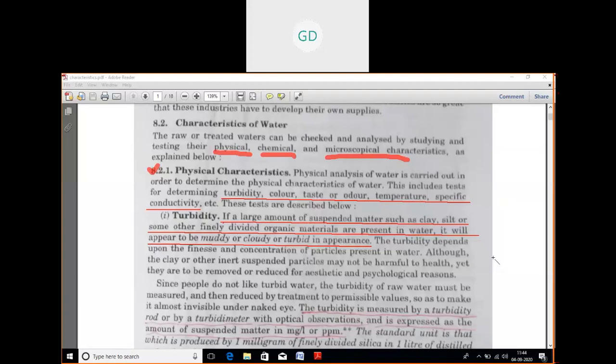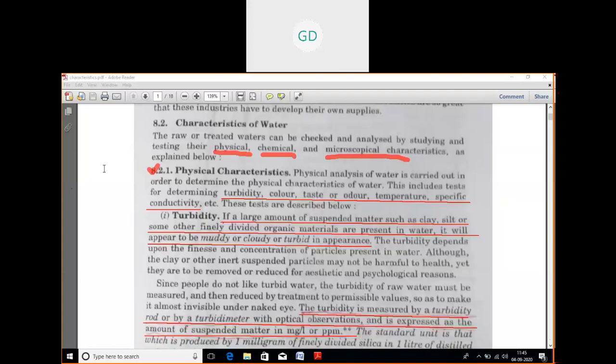So you see here, the turbidity can be measured by a turbidity rod or a turbidity meter with optical observations, and is expressed as the amount of suspended matter in milligram per liter or ppm. That means the turbidity should be measured. A turbidity rod is used in practical fields, and for experiments in a laboratory you use a turbidimeter. The unit of turbidity is milligram per liter.